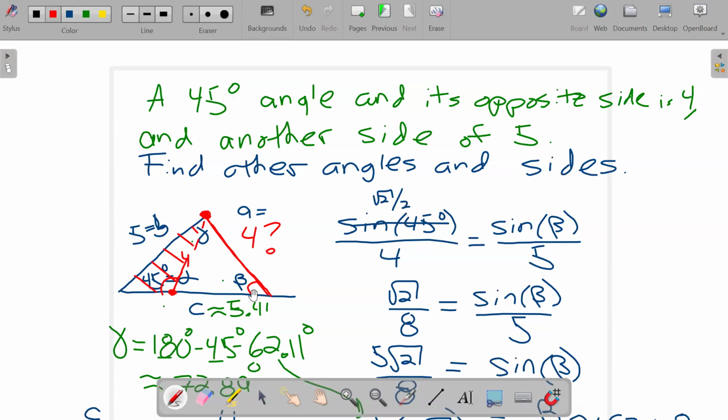That would be... No, it wouldn't be. I'm going to have a new gamma too. It's going to be smaller. It turns out it's not gamma. Okay, so check this out.